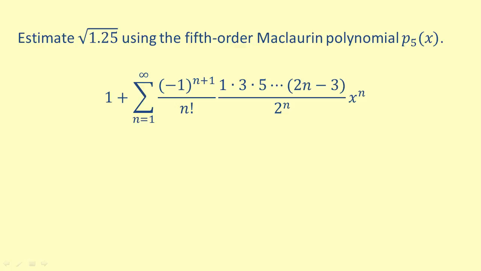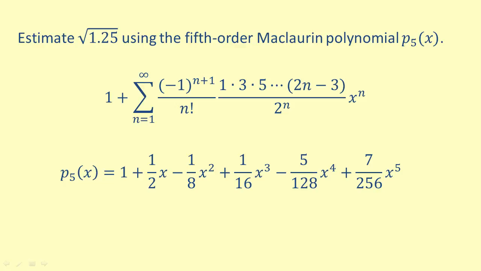It is known that the binomial series for the square root of 1 plus x is 1 plus the sum from n equals 1 to infinity of negative 1 to the power of n plus 1 over n factorial times the quantity 1 times 3 times 5 and so on until 2 times n minus 3, all over 2 to the power of n. We can use this to get the fifth order Maclaurin polynomial.